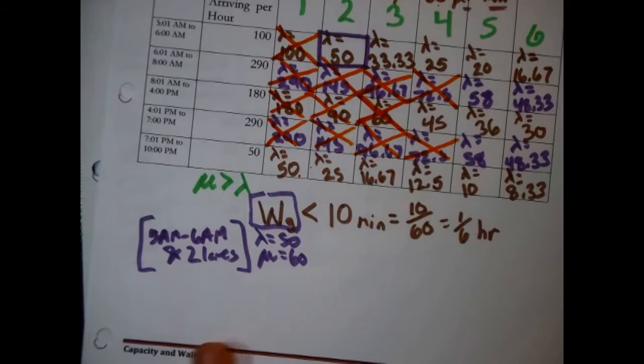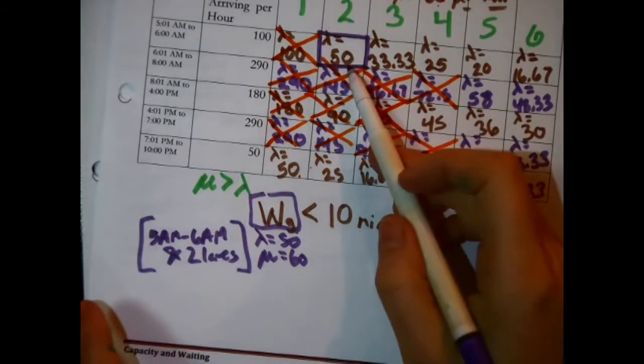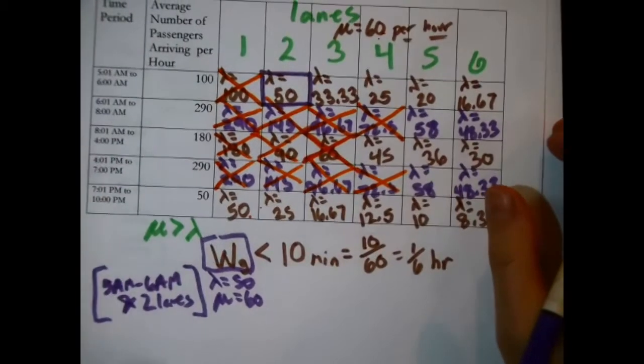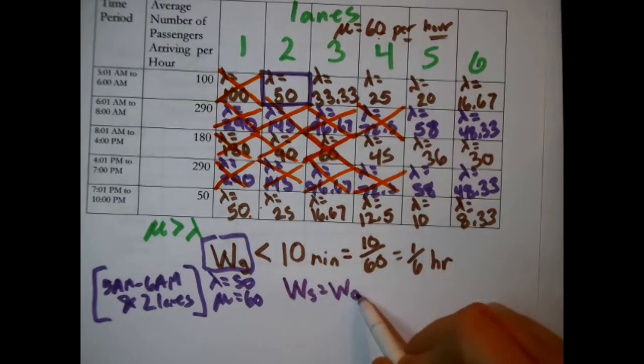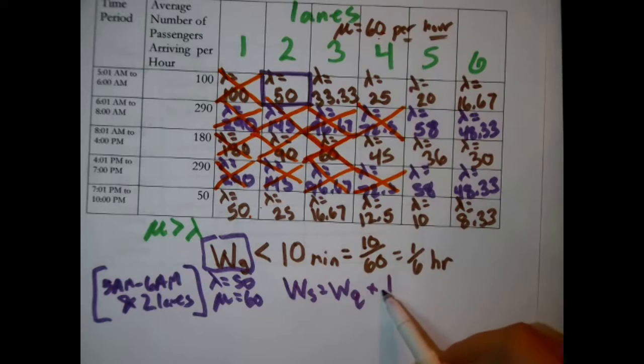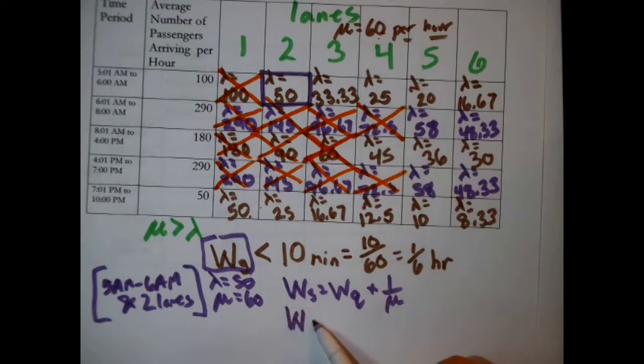We're just working on this one square right here, right? WS equals WQ plus 1 over mu. I need the formula for WQ to do this. Yes, you do. WQ equals LQ divided by lambda. To fill this out, I need the formula for LQ, the average length of the line, that is lambda squared over mu minus lambda.